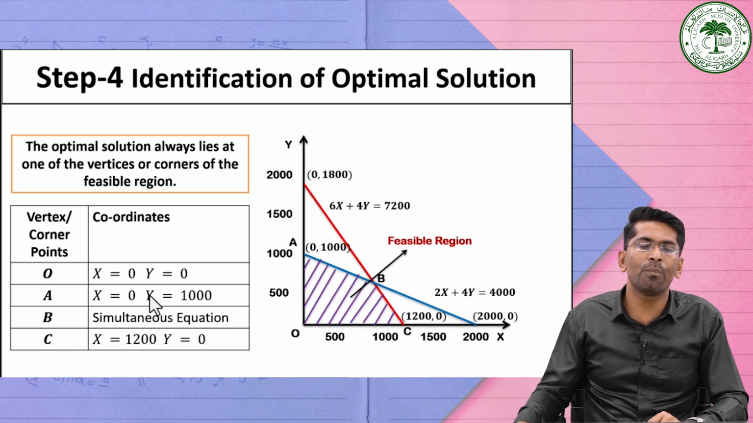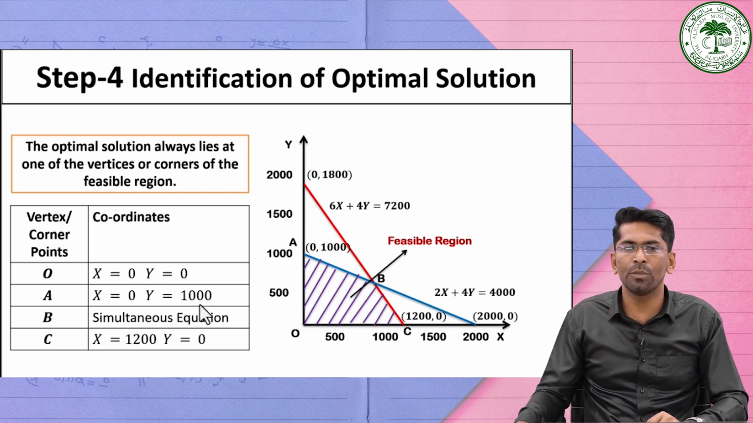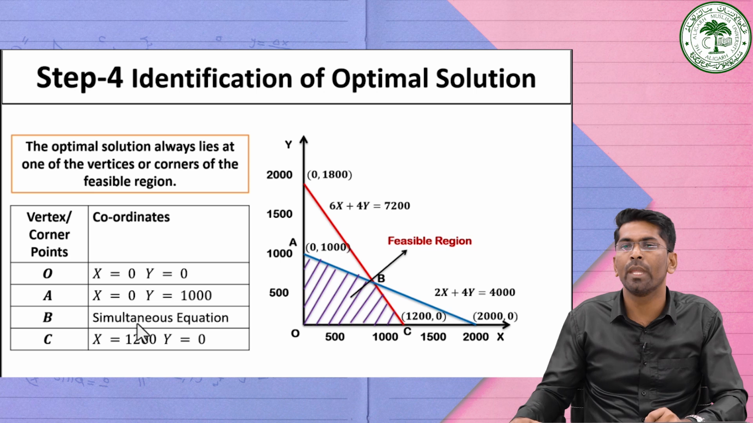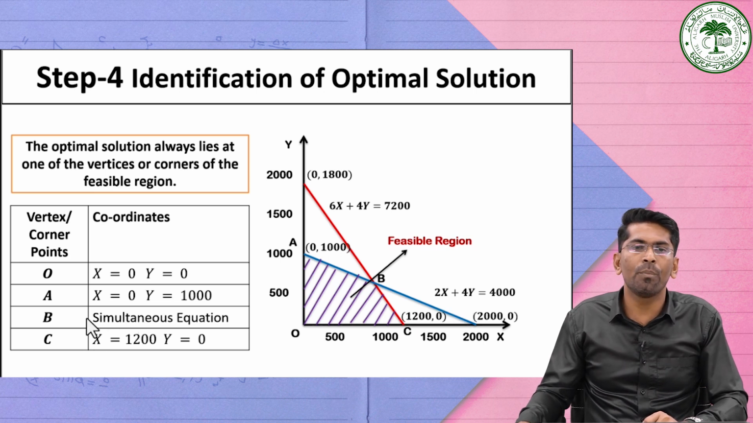So in order to find the value of x and y at the corner point B, all the remaining points we found here: x is equal to 0, y is equal to 0 here, x is equal to 0 and y is equal to 1000 here. And at the point B, we don't know what is the value of x and y. We want to find out. So in order to find out the value of x and y at the corner point B, we have to solve these two constraints or these two simultaneous equations.